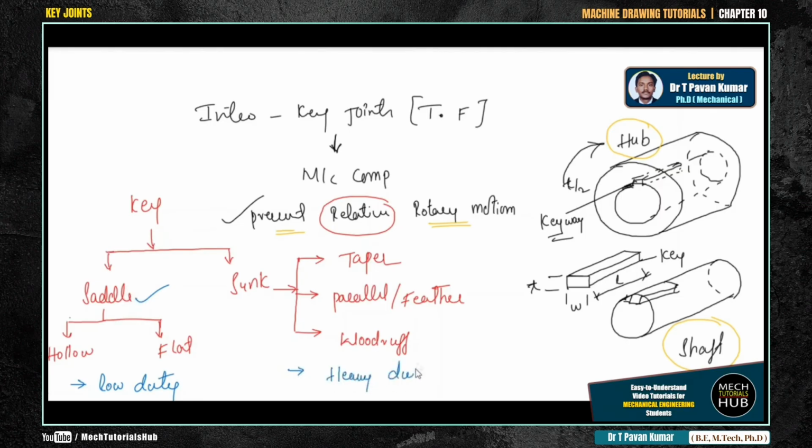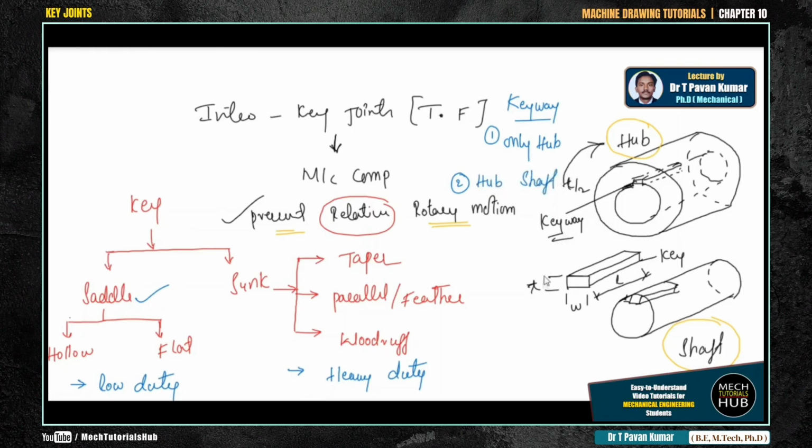These are used in heavy duty applications, which is completely different from the saddle key. Just now I have mentioned keyway. Keyways are provided in two types. Number 1, the keyway is provided only in the hub portion. That is the first case. Number 2, the keyway can be provided in both the hub as well as in the shaft.